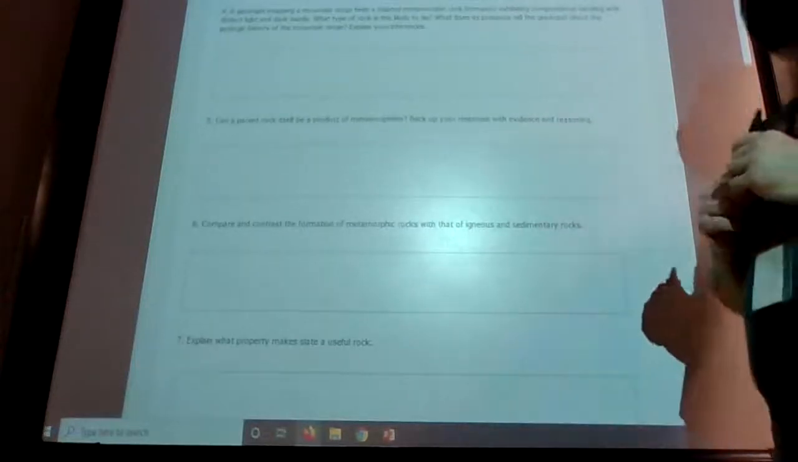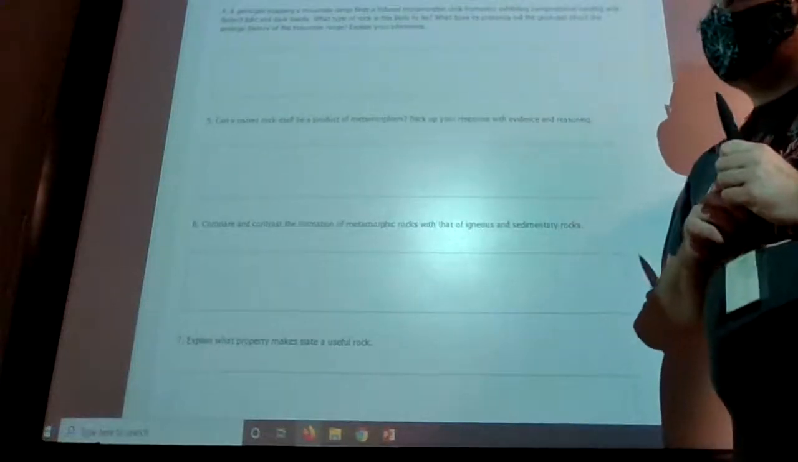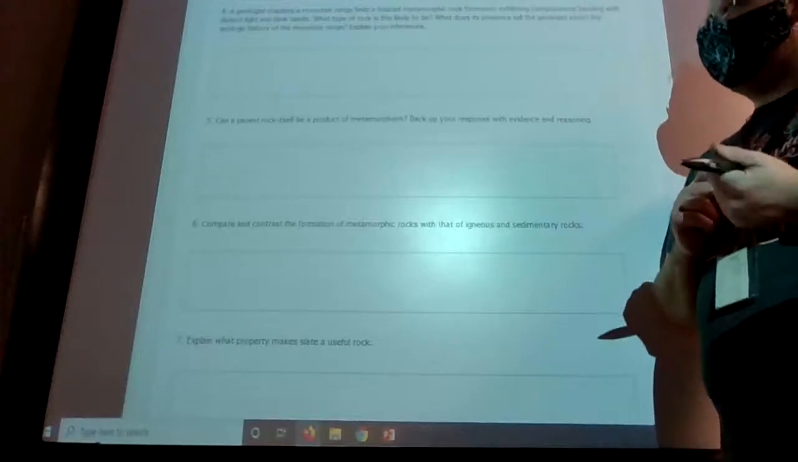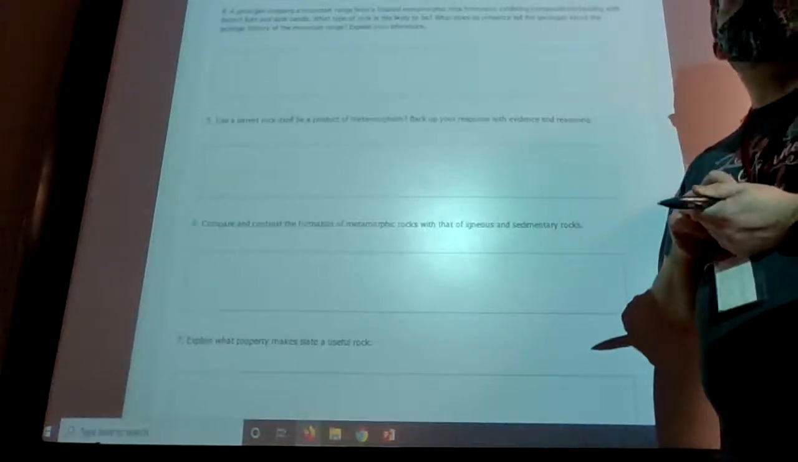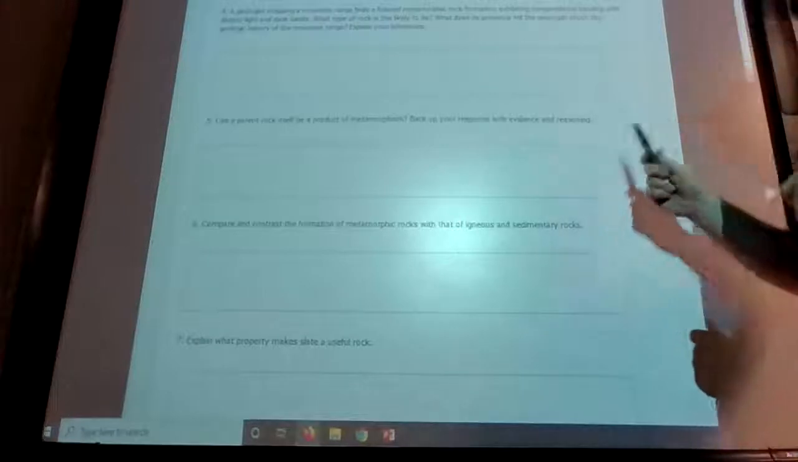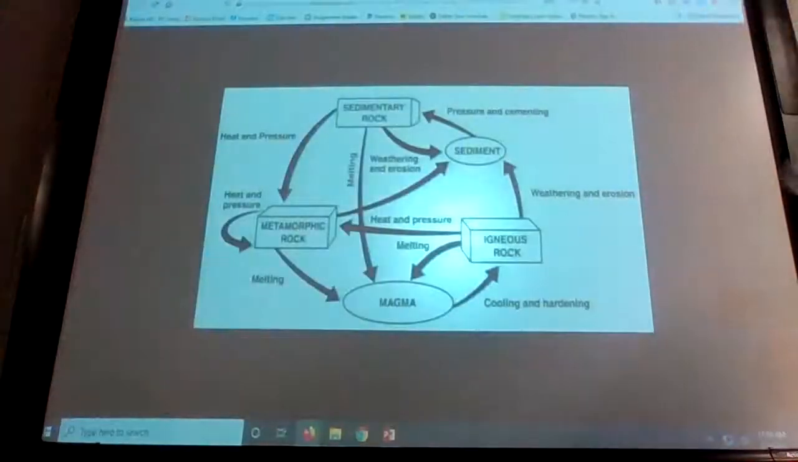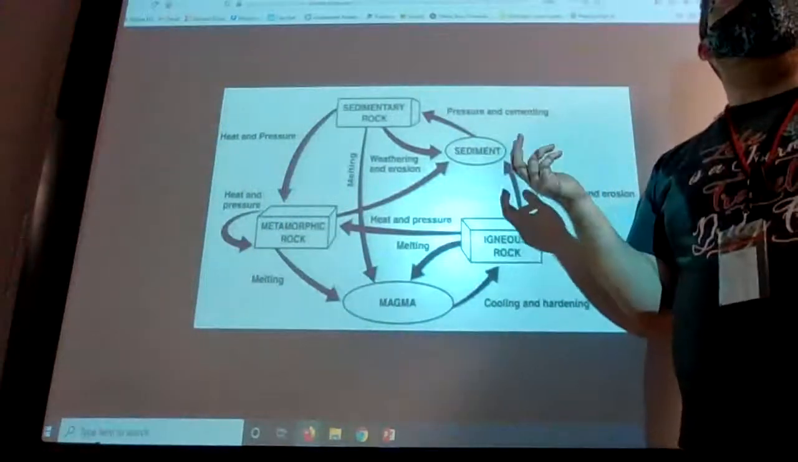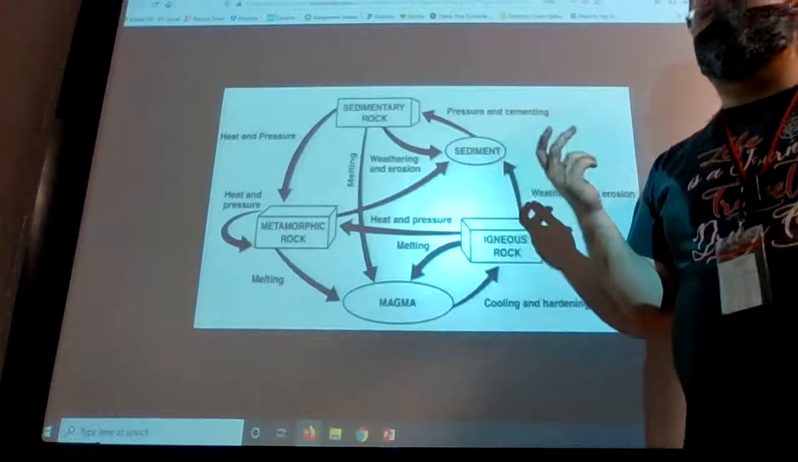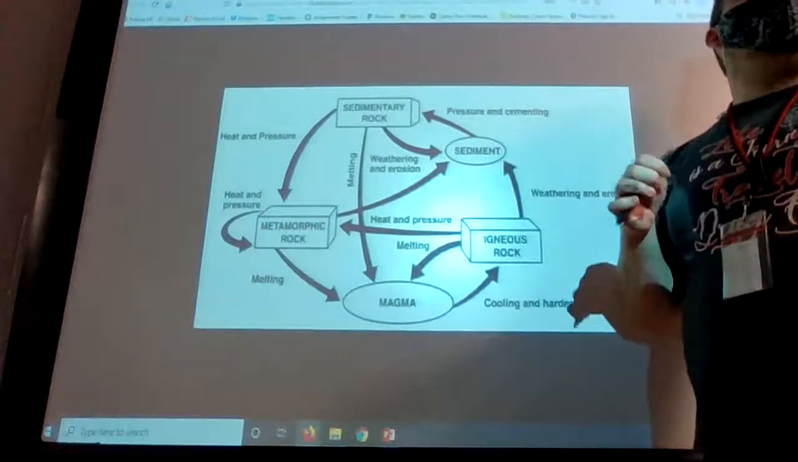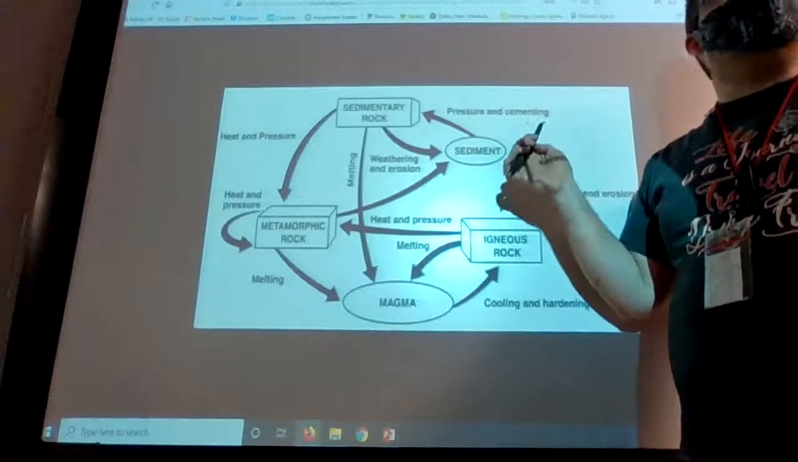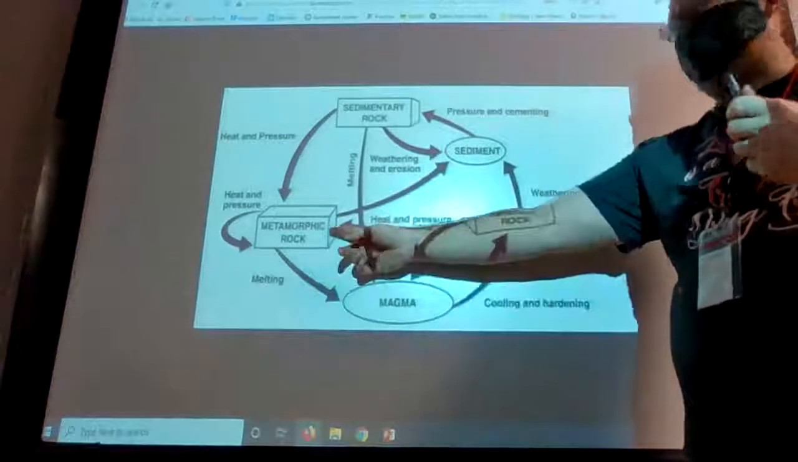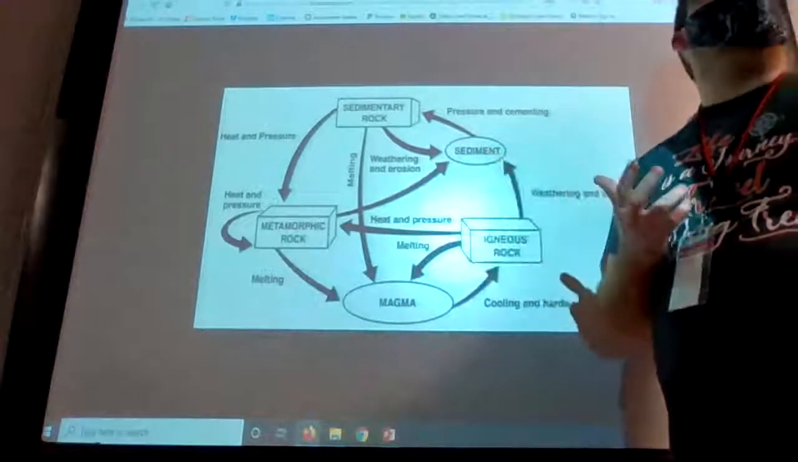Okay. Number 5. Can a parent rock itself be a product of metamorphism? Back up your response with evidence and reasoning. So you better bring your evidence folder and submit it on this one. Can a metamorphic rock be a parent rock to another metamorphic rock? What does it take to be a metamorphic rock? What do we need? Heat and pressure. And can I apply heat and pressure to pretty much almost anything? Yeah. So can I take a metamorphic rock and just put more heat and pressure on it and change it to something different?